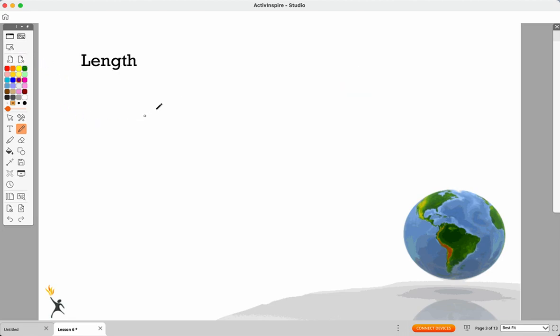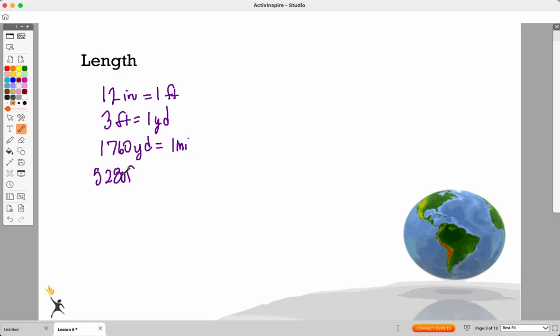And then we talked about our length units, where we had 12 inches equal 1 foot. All these things are things you probably remember off the top of your head, that 3 feet equal 1 yard, 1,760 yards equals 1 mile, and then 5,280 feet equals 1 mile. I don't know why my M is so tall. There we go, a little better.